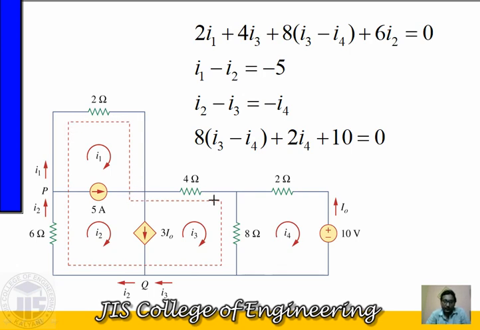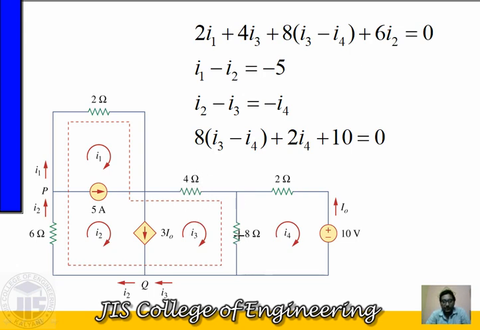Remember one thing: whenever we apply the super mesh concept, you have to consider the current as per its loop current or mesh current. For this 2 ohm resistance, only the I1 current is there. So obviously we can write the voltage across this 2 ohm resistance as 2I1. Similarly, for this 4 ohm resistance, only the I3 current is there, so we can write the voltage across this 4 ohm resistance as 4 into I3.